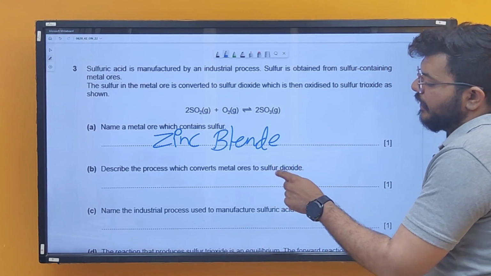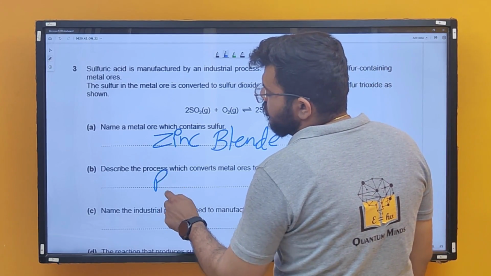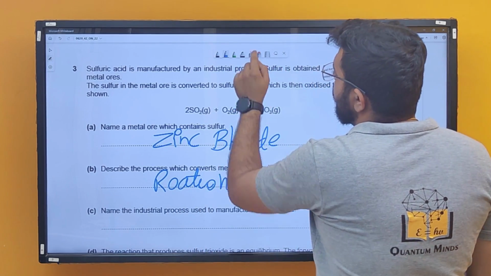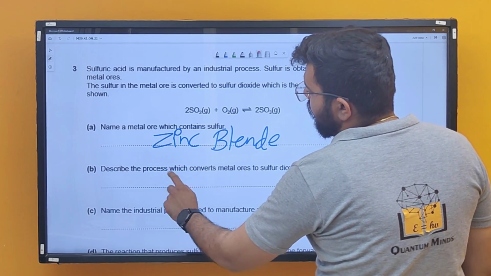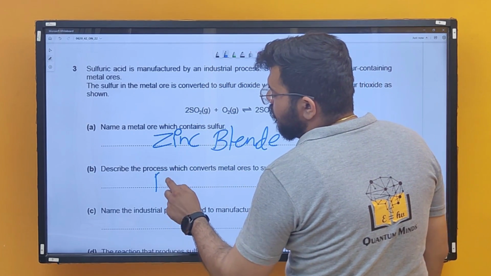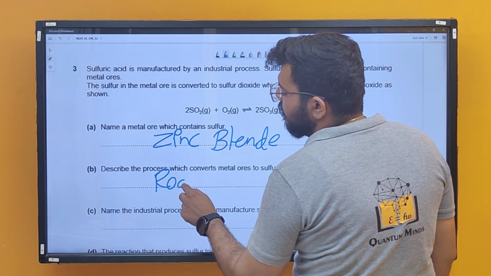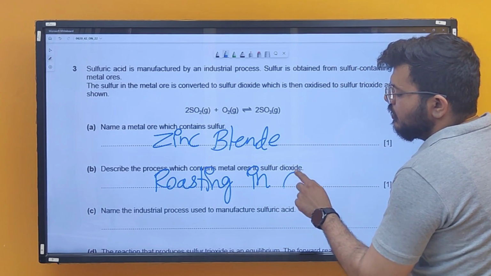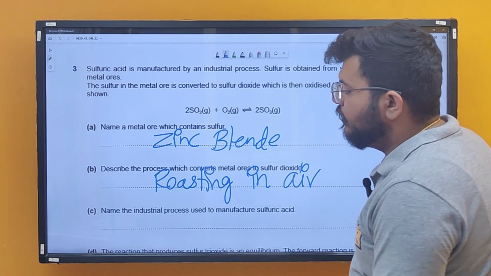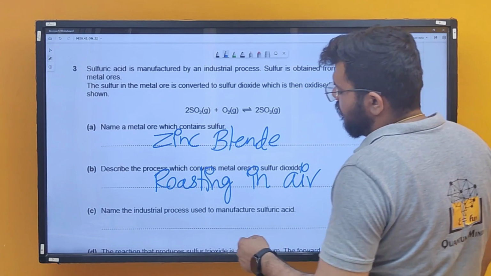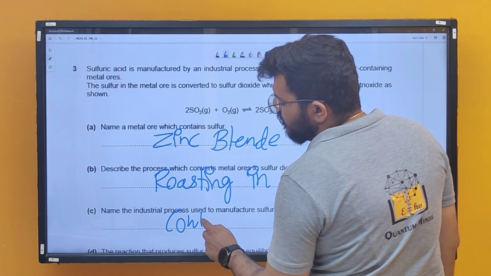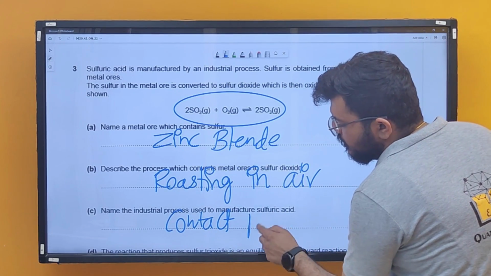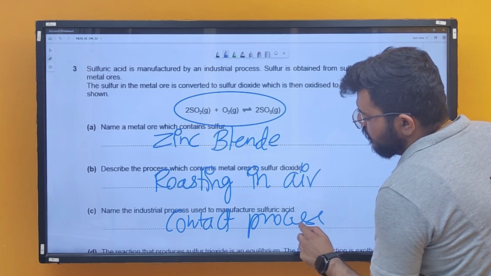Describe the process which converts metal ores to sulfur dioxide. Roasting in air, right? Zinc blende is roasted in air to produce sulfur dioxide and zinc oxide. So roasting in air. Then we have name the industrial process used to manufacture sulfuric acid. Contact process, right? Only this part of the process is contact process.